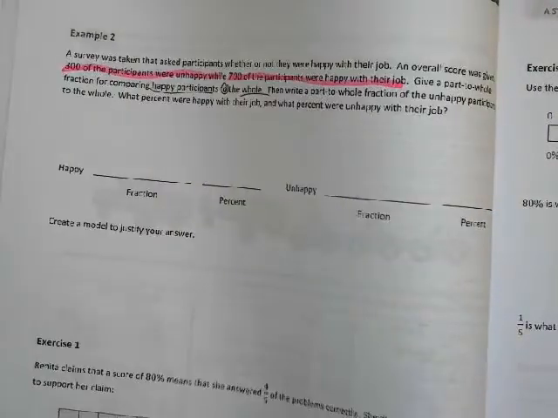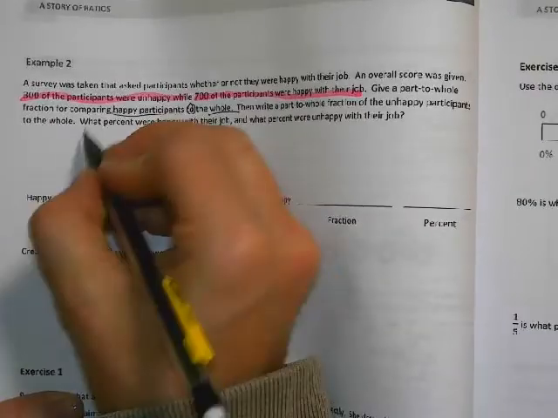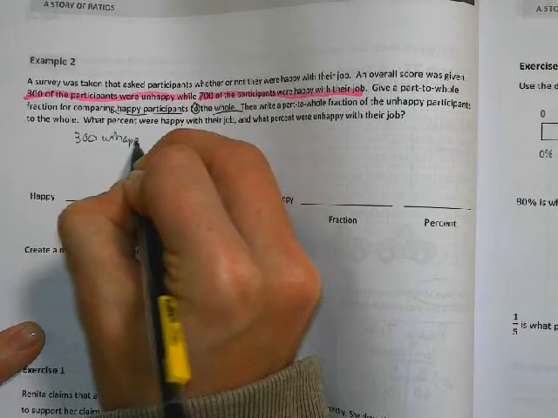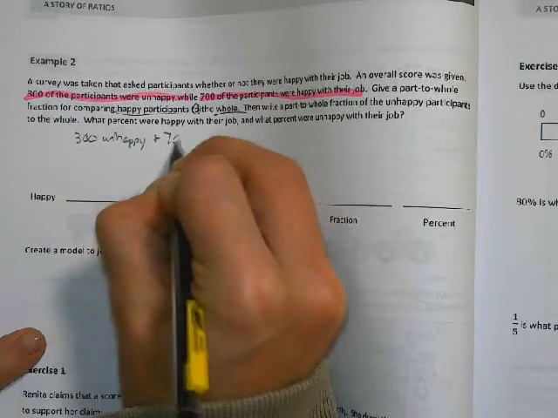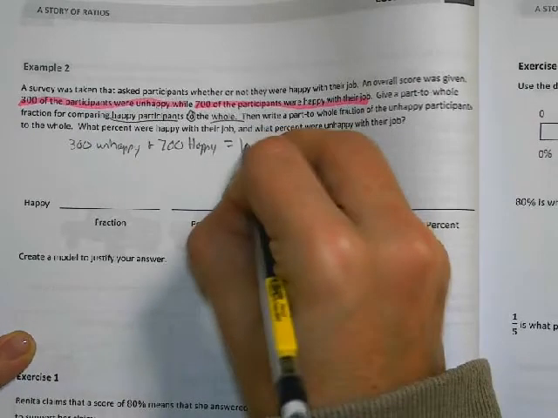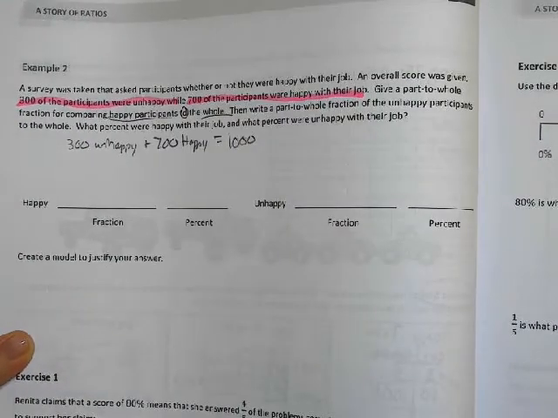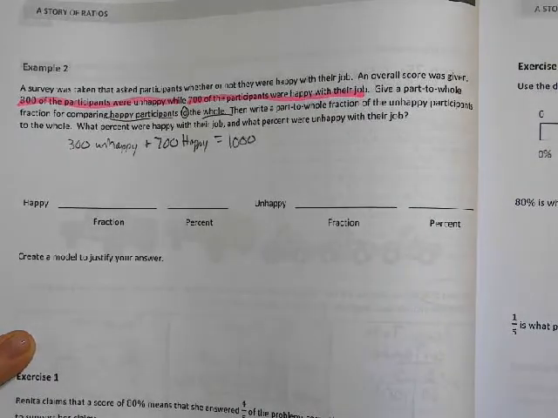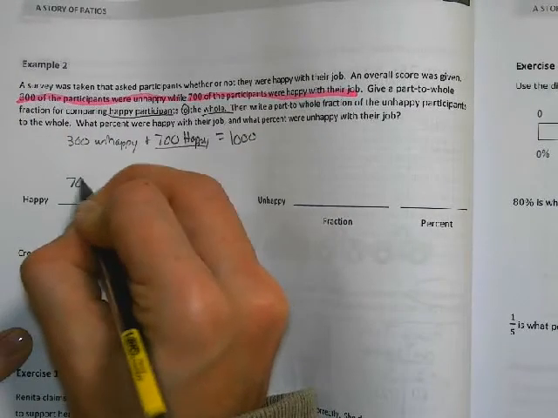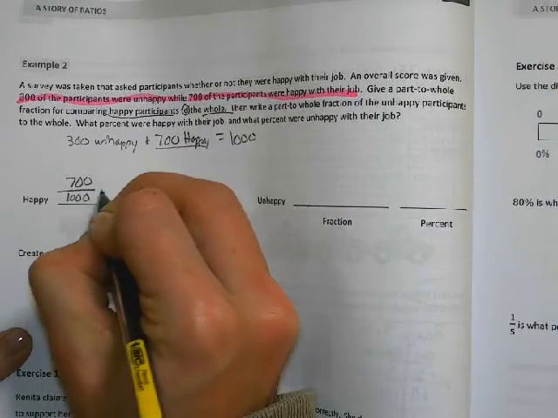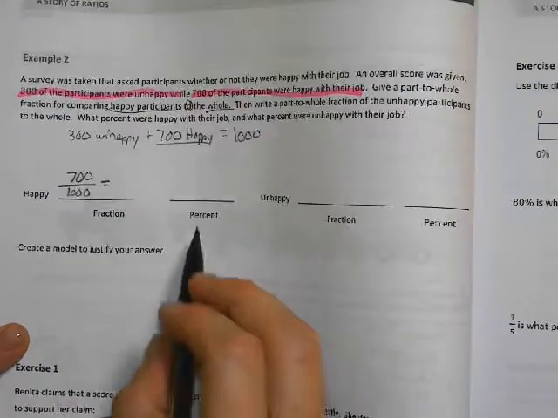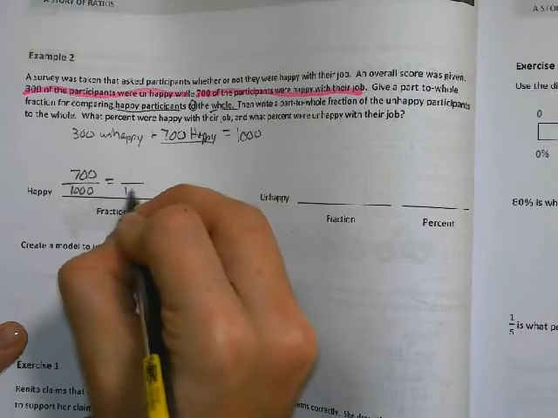So we need to define our part and our whole. So we had 300 that were unhappy, plus the 700 that were happy, which gives us 1,000 people altogether. So now we can actually make our fraction. So the fraction for happy people is 700 out of 1,000 people. I need to simplify this down quite a bit, and percents are out of 100. So let's simplify it down to 100.